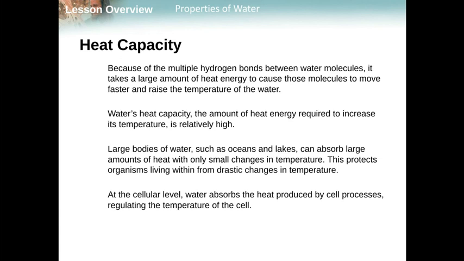Now, to be specific, heat capacity refers to the amount of energy it takes to increase 1 gram of a substance by 1 degree Celsius. At the cellular level, water absorbs a huge amount of heat produced by cell processes, which regulates both the temperature of the cell and of our bodies. This explains why when it's 95 degrees outside in July and August in the South, you can easily become dehydrated, meaning you're losing water because you're sweating. It carries that heat away from your body through that sweat. But unfortunately, if you're not replacing that water, it causes you to get sick pretty quickly.